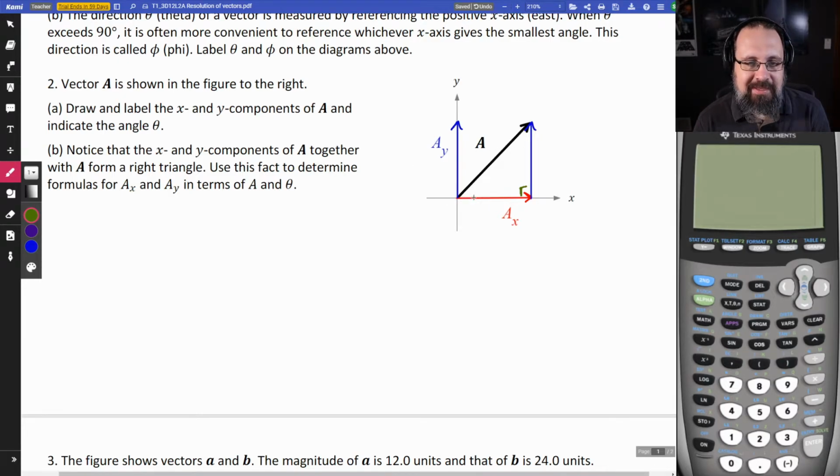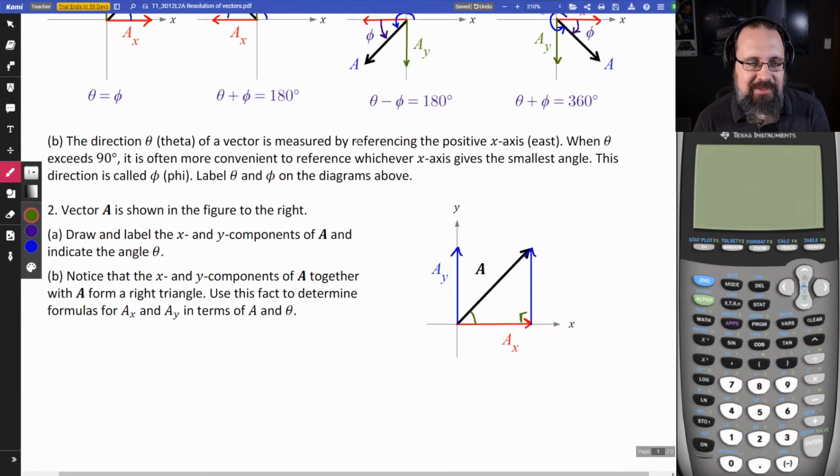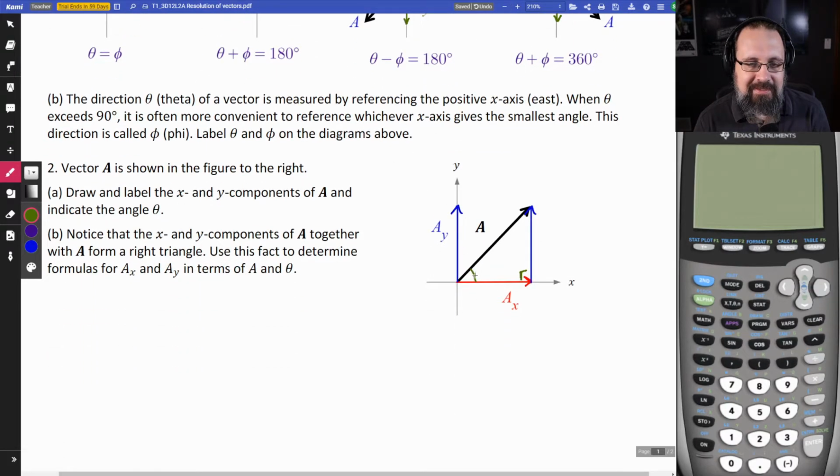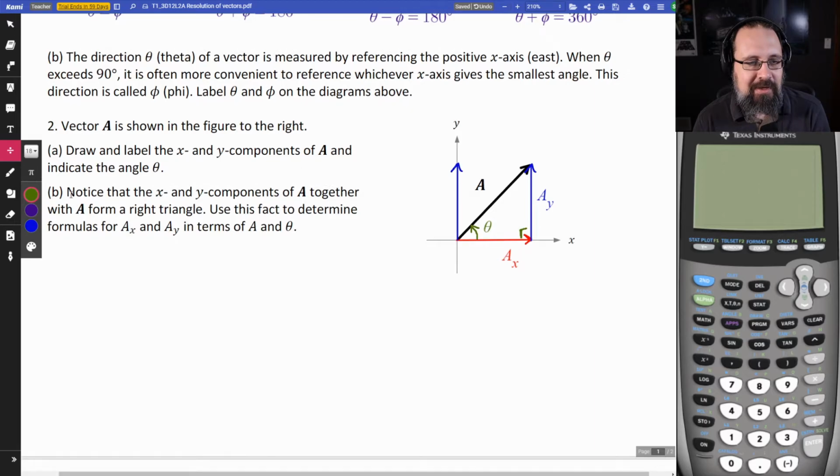And don't forget that this angle right here, just like up above, that's the angle theta. So I'm going to go ahead and label that as theta. I'm going to do it in green. So this is theta. We've got a right triangle. We've got these vectors over here, AY and AX, and we've got this right triangle. And so what we can do now is, in terms of A and theta, we can say what AY and AX are. So that's what it says here. Use this fact to determine formulas for AX and AY in terms of A and theta.